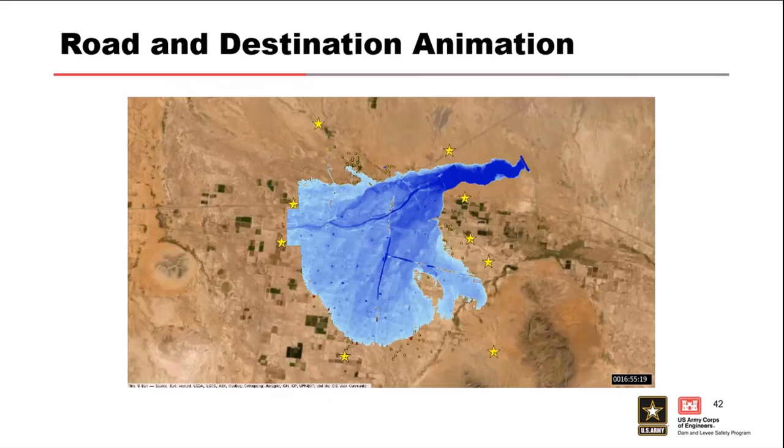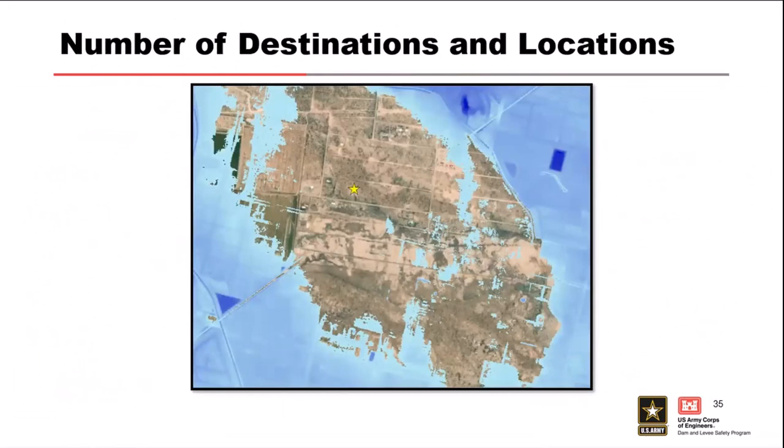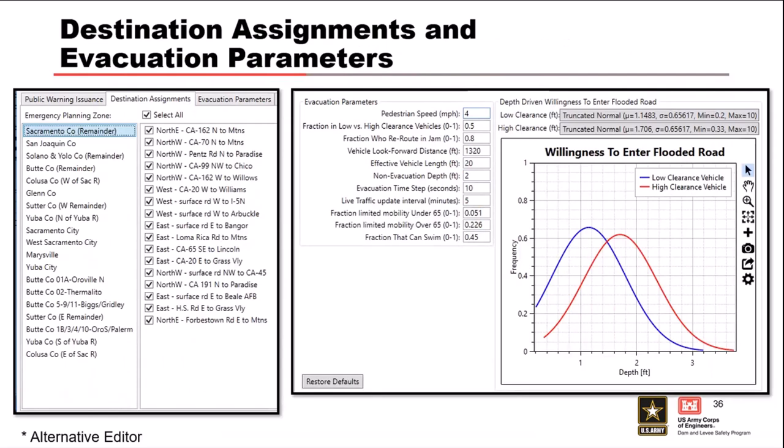There's a parameter, I think it's in the alternative editor, that's a percentage of low clearance versus high clearance vehicles. It might be in the occupancy type. Was it this one? It's not in this one. Oh, this one, yeah. So this is in the alternative editor, and you can define your fraction of low clearance versus high clearance vehicles. So you can set up different alternatives with different fractions there. And whenever a vehicle gets generated, it's going to do a random sample to see if it's a low clearance or high clearance vehicle based off of that fraction.